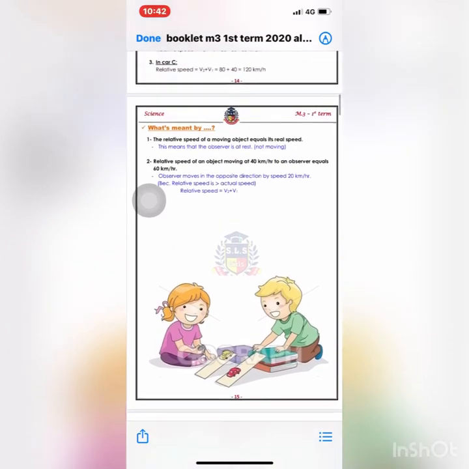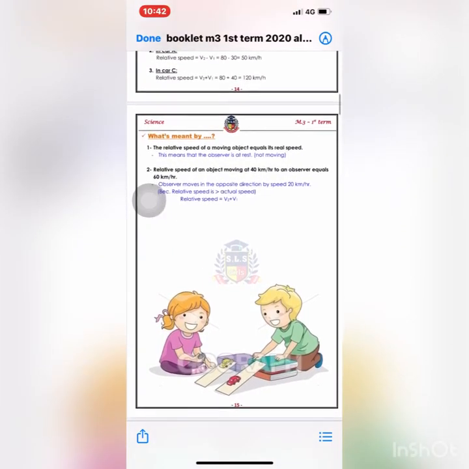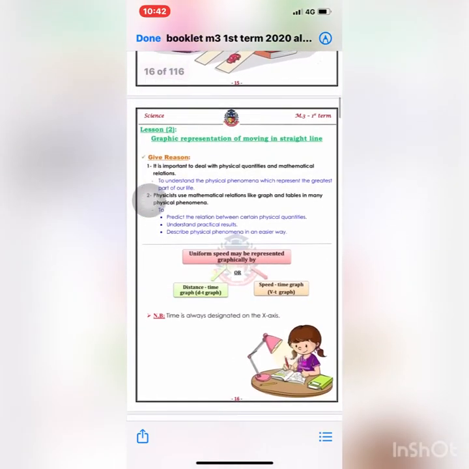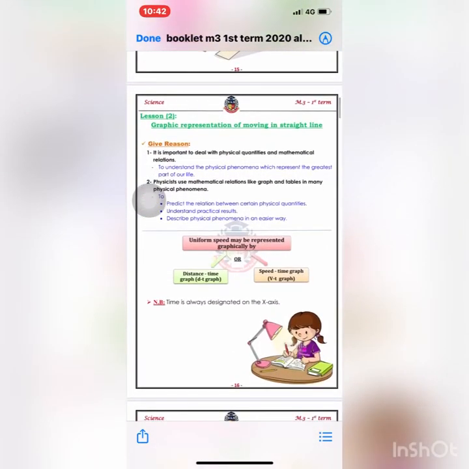Now we finished the relative speed and we finished lesson 1, and next video inshallah we'll talk about lesson 2, graphical representation of motion in a straight line. Thank you, middle 3, see you next video.